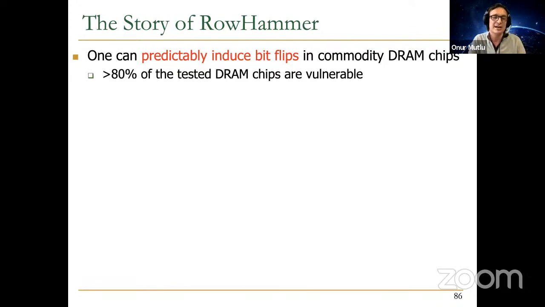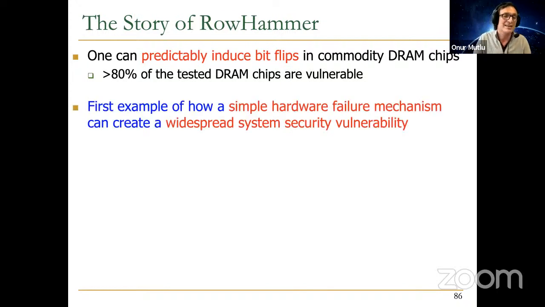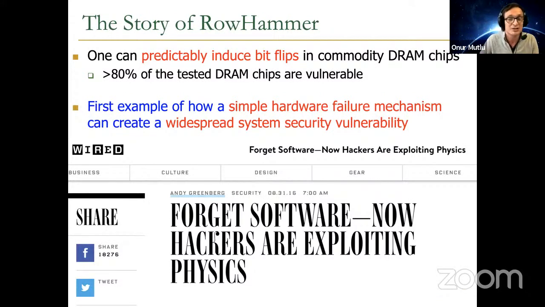And when we actually discovered this, we found that more than 80% of the tested DRAM chips are vulnerable. We demonstrated this experimentally and rigorously. And this is really the first example of how a simple hardware circuit level failure mechanism can create a widespread system security vulnerability. And as a result, people are actually developing a lot of attacks.